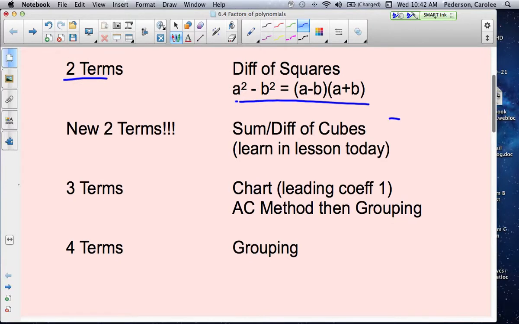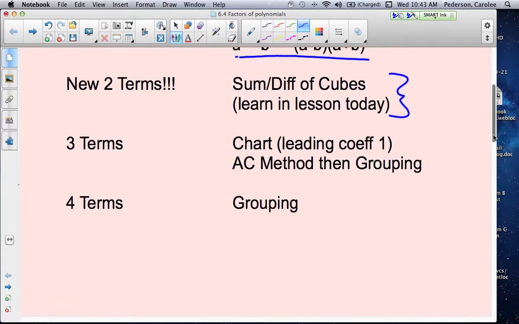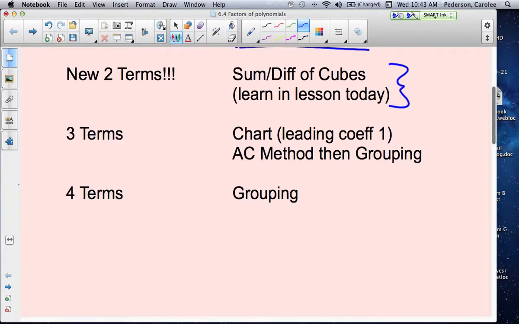This is a new one. You haven't learned it yet. You will learn it later on in the lesson. If you have 2 terms, you could have the sum or the difference of cubes, and we'll look at that later. If you have 3 terms, you have 2 choices. The chart method, where the leading coefficient is 1, and the AC method, when the leading coefficient is not 1. And then the last method of factoring that we did in chapter 5 is when you have 4 terms. Then you group.